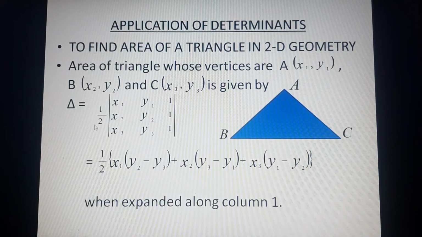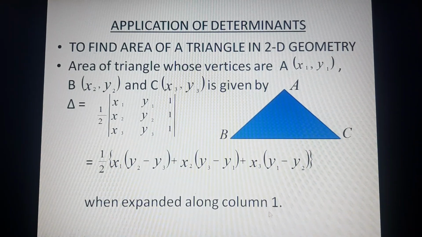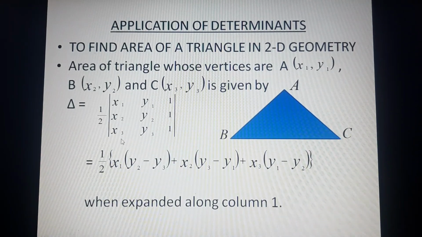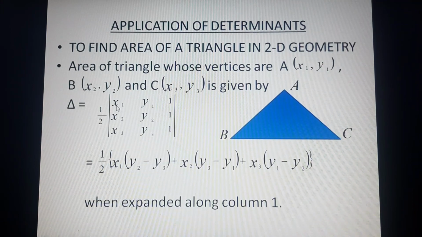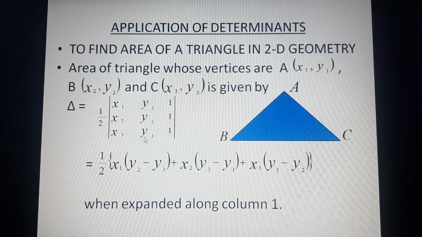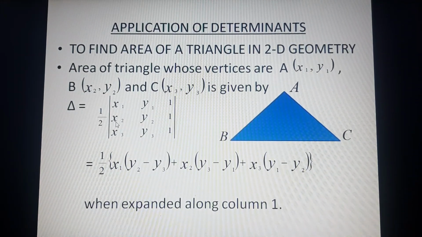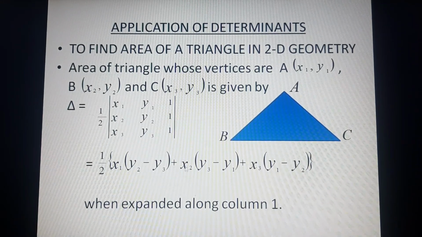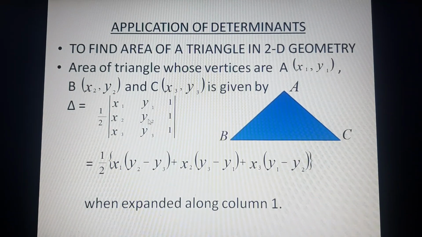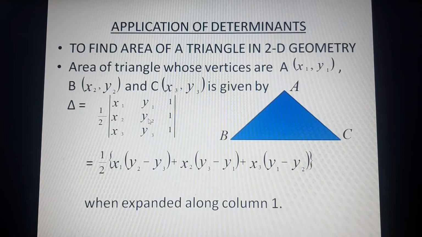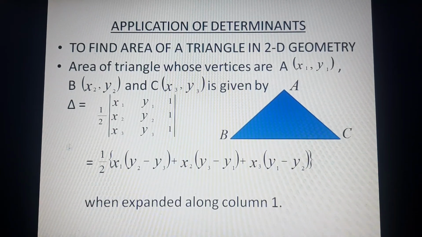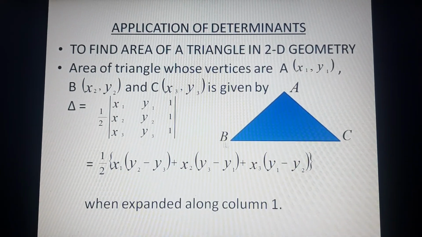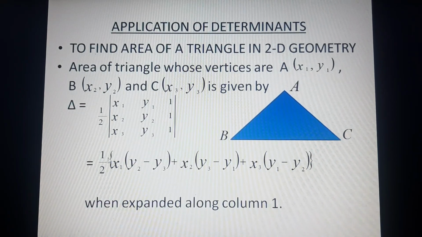If you write in this particular manner and you solve, expand along this column 1. If you expand along the column 1, you can easily see that if you solve it, x1 into y2 minus y3, then minus x2, then y1 minus y3, here it is written y3 minus y1 because it is plus x2 here, and then plus x3 into y1 minus y2. The way we used to solve determinants, if you solve it along the column 1, you will get this formula which you have learnt in class 10th.